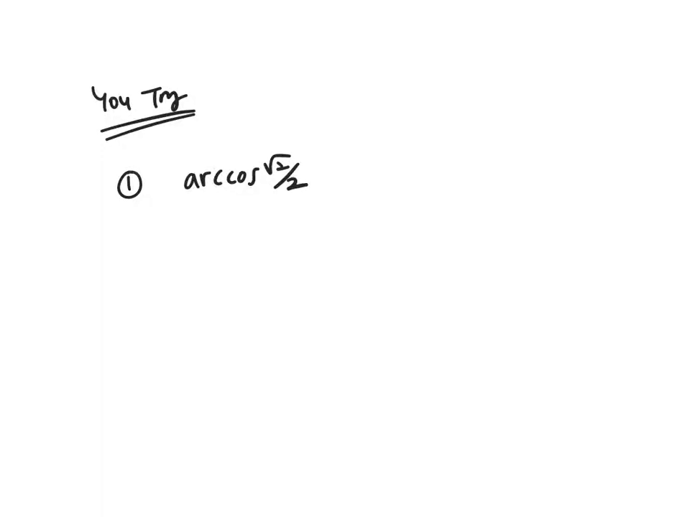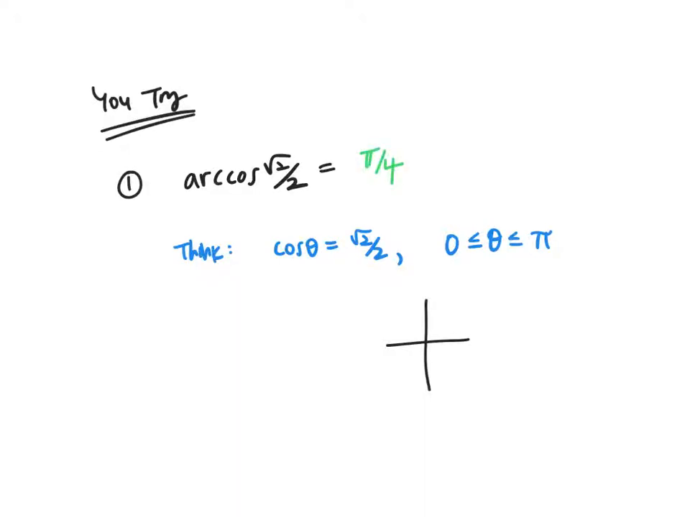Let's do a couple of u-tries. Find the arc cosine of root 2 over 2. The correct answer is pi over 4, positive pi over 4. Again, you can think of it as cosine. When you see arc, it's like, what angle gives you a cosine ratio that's root 2 over 2? But the answer needs to be between 0 and pi.